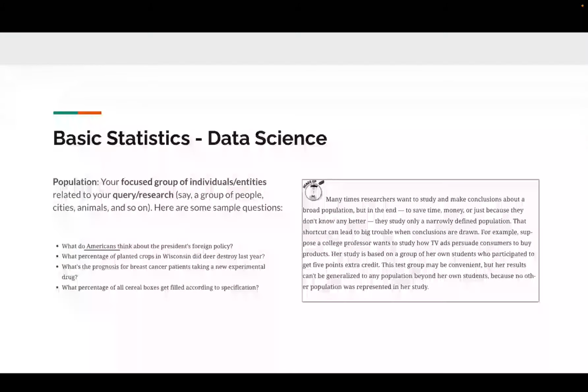Now we'll define population. Population is your focused group of individuals or entities related to your query or research. Say a group of people, cities, animals, and so on. You can know your population by asking some of your research questions. Let's say we are asking, what do Americans think about the president's foreign policy? We're talking about the entire American nation, right? So the entire American nation is your population.